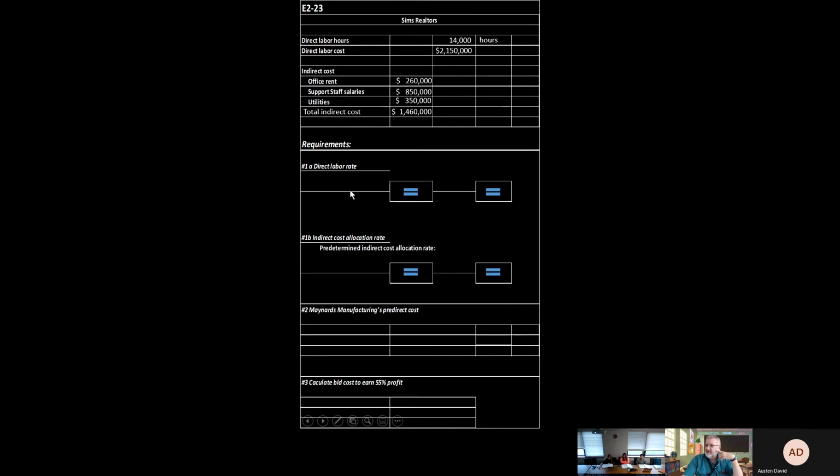So our direct labor rate is going to be the labor costs divided by the labor hours. So it's the 2,150,000 divided by the 14,000 to give us the 153.57. You guys tracking with me? So this is the same numbers that was in those slides that we did earlier. You're just seeing it in a spreadsheet so that it makes more sense. Okay, so then what was our next requirement?